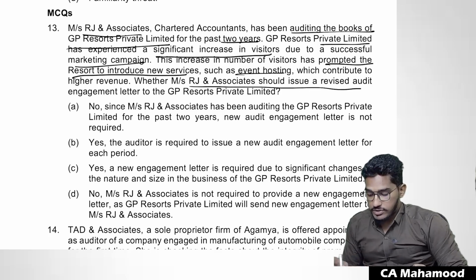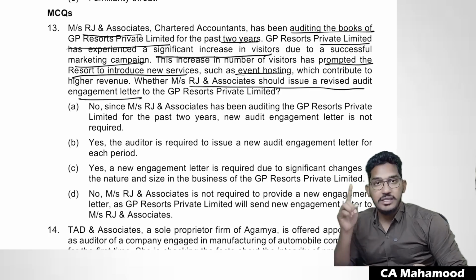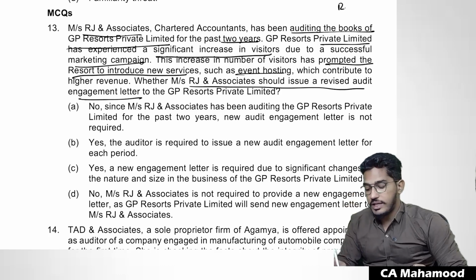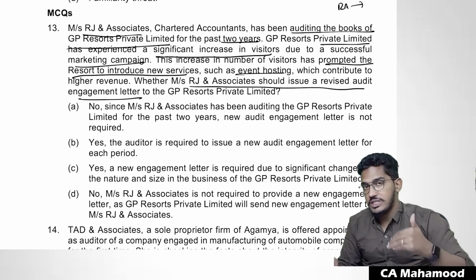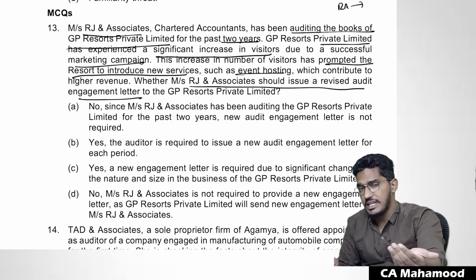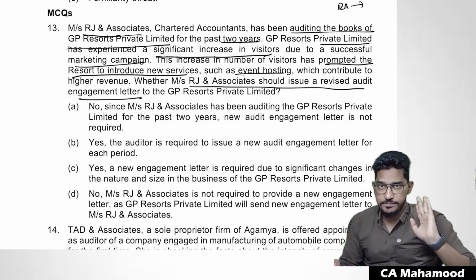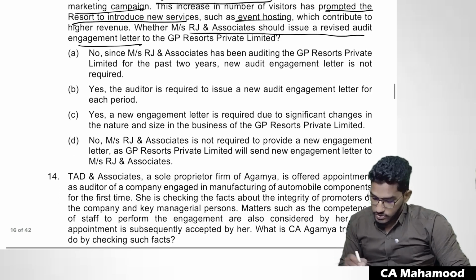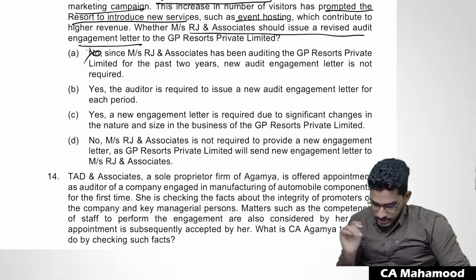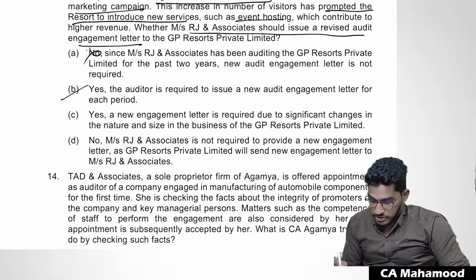Whether RJ and Associates should issue a revised engagement letter? Yes. Even though it is a recurring audit engagement, since there is a change in the nature of activities which the client is doing, it is highly advisable to give an engagement letter once again. Clear? So the first option, they're telling no, it is not a correct option. Yes, the auditor is required to issue a new engagement letter, not for each period. Here there is a change, that's why we are issuing.